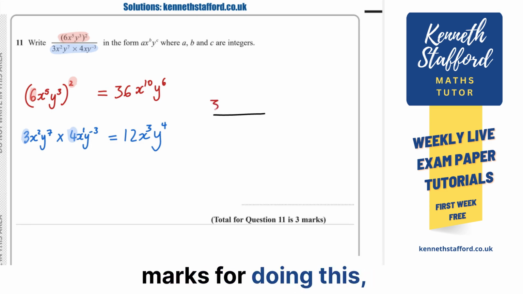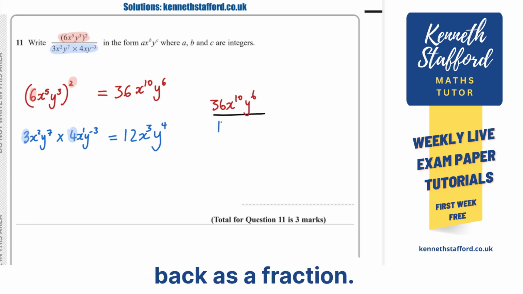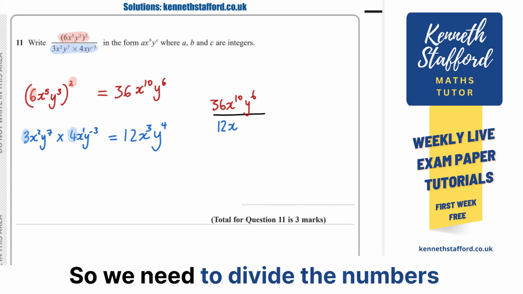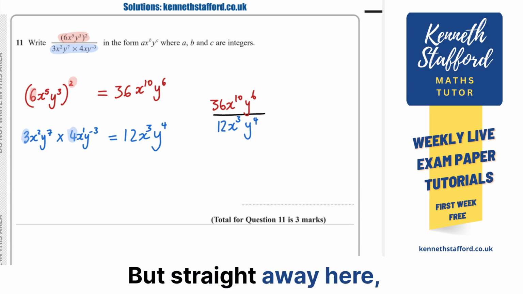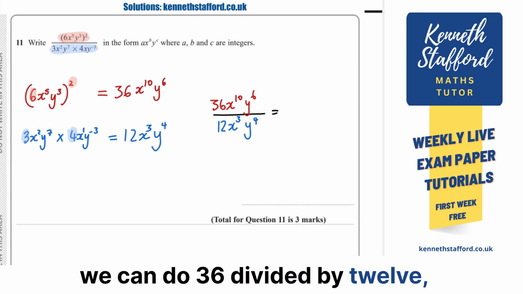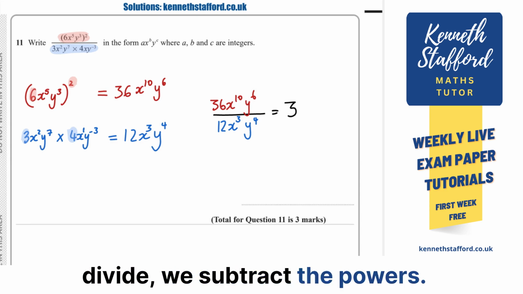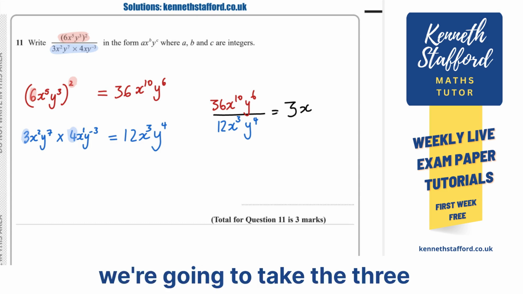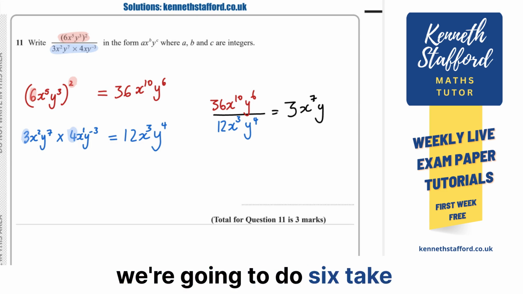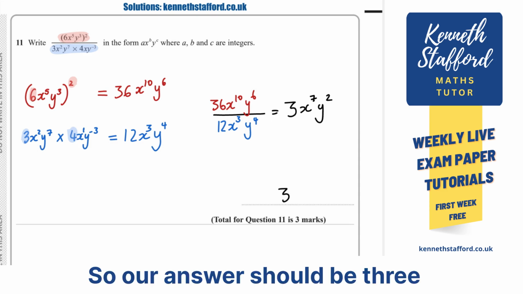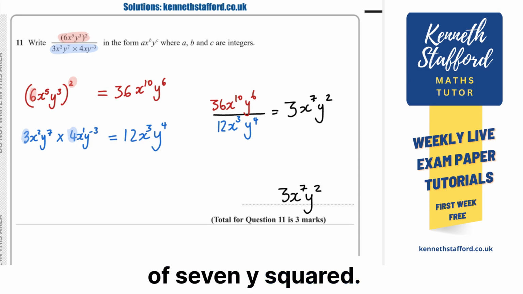We would have got some marks for doing this, but there's still more to do because we've now got to do a division. So I'm going to put it back as a fraction. So we need to divide the numbers and we need to know what we do with the indices when we divide. But straight away here, we can do 36 divided by 12, which is 3. And with the indices, when we divide, we subtract the powers. So for the x's, we're going to take the 3 away from the 10 to give us 7. And for the y's, we're going to do 6, take away 4, which is 2. So our answer should be 3 times x to the power of 7, y squared.